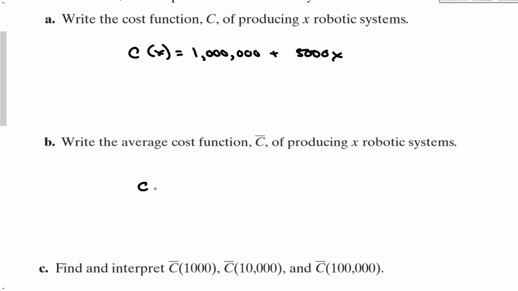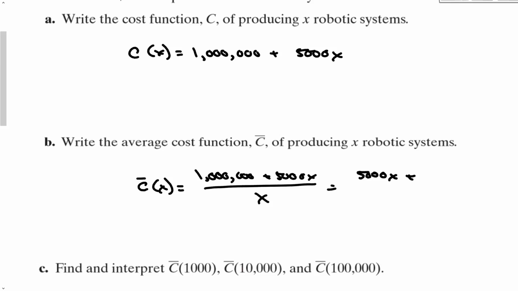Okay. Write the average cost. So we would take this and say $1 million plus 5,000x over x. And of course, you should write this the other way, 5,000x plus 1 million over x, to keep it in standard form.